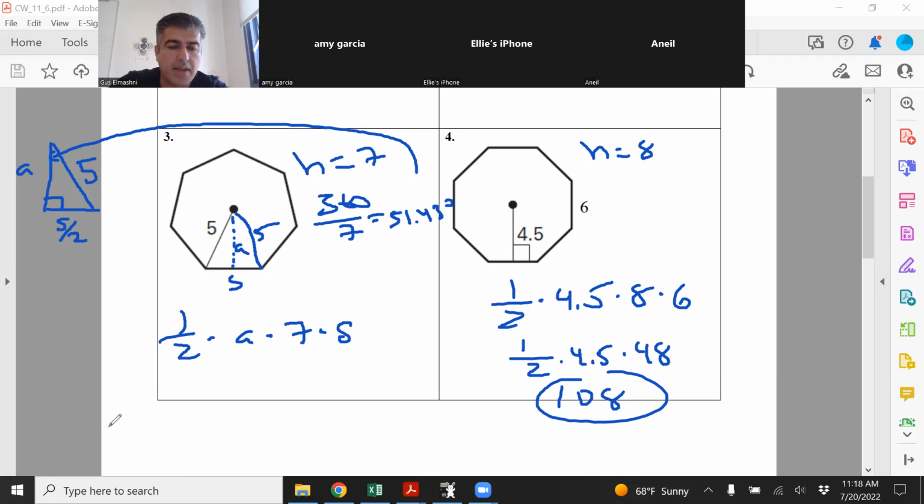So you're going to say then sine of 51.43 degrees. Oh, but then shoot, I messed up. Let's back up a little bit. It's 51.43. So you got to divide that by 2.